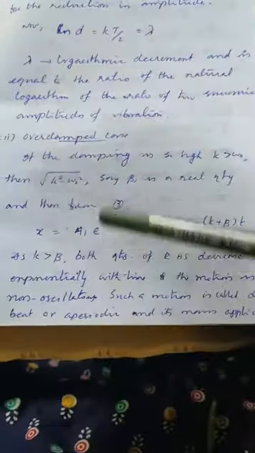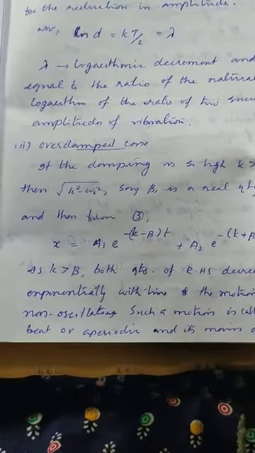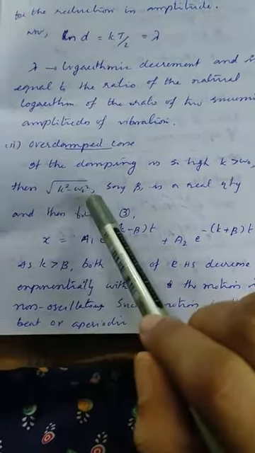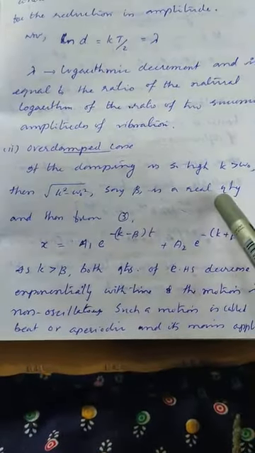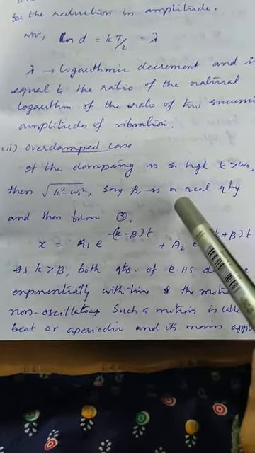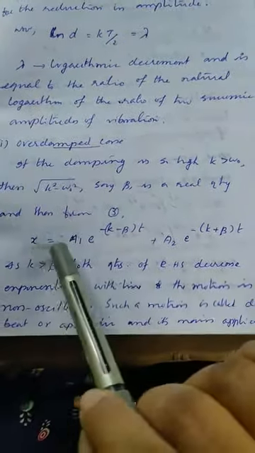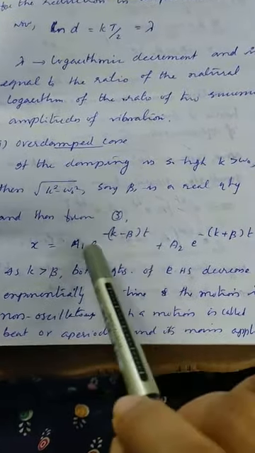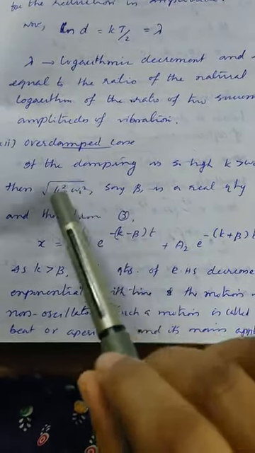Now we are going to discuss the second case, the over damped case. If the damping is so high, k is very much greater than omega 0. Then the square root of k square minus omega square, say beta, is a real quantity. We are substituting it as beta, and then from our original equation 3, we can substitute these values here, so that the equation will become e to the power minus k plus or minus beta.